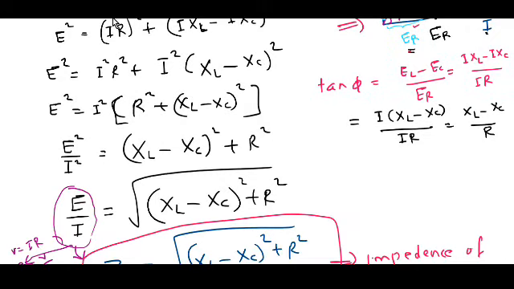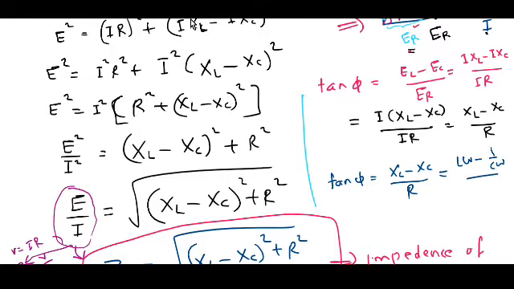From this you can easily find out the value of phi, that is the phase angle. Thus we can write tan phi is XL minus XC by R, or L omega minus 1 by C omega, by R. This is the phase angle. That is, one can easily find phi is equal to tan inverse of L omega minus 1 by C omega, by R.